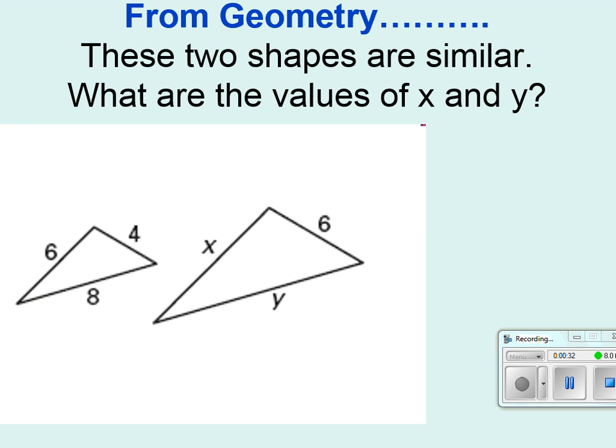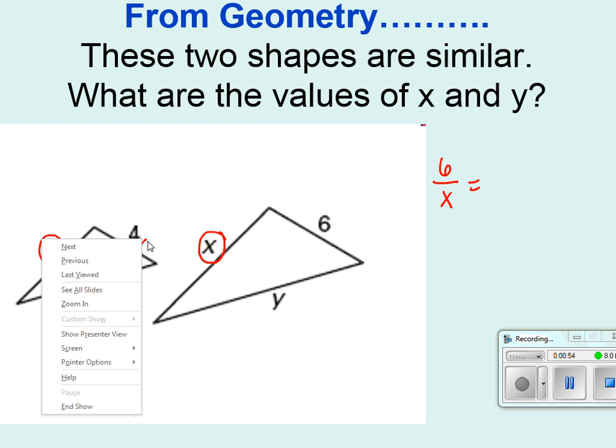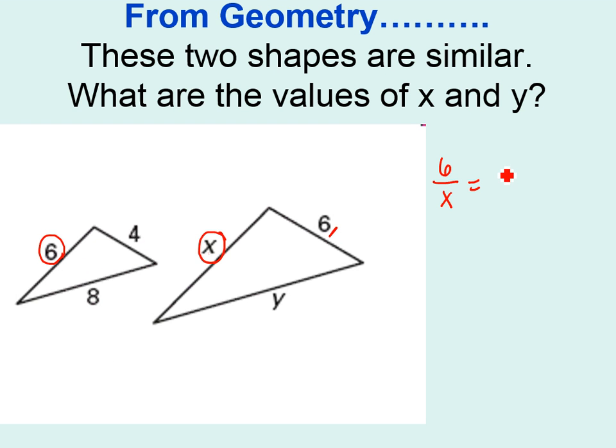So let's talk about what you did in geometry with proportions. We have these two shapes and they are similar. If I wanted to find the values of x and y, I would set up a proportion. So 6 is to x as 4 is to 6. This is the proportion that I would use for these two similar triangles.